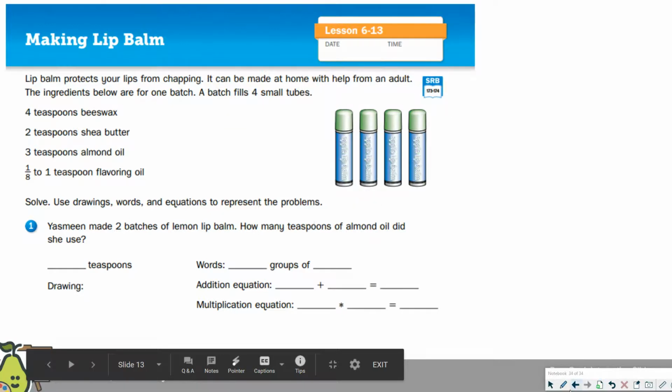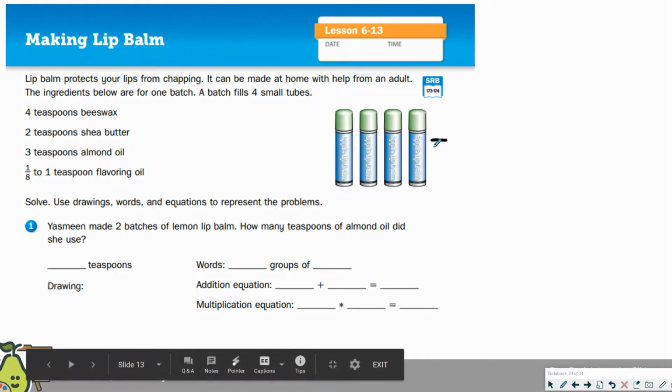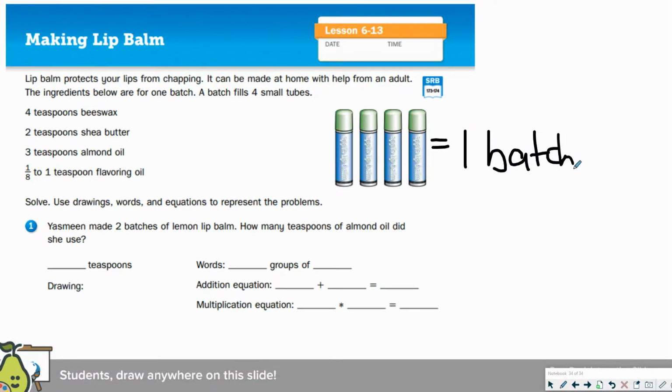So on this sheet right here, what we are looking at is making lip balm. That's another way of saying chapstick. So it says lip balms protect your lips from chapping. It can be made at home with the help from an adult. The ingredients below are for one batch, and a batch gives you 4 tubes. Here's one batch, okay? One batch is 4 tubes. So for one batch, you need 4 teaspoons of beeswax, 2 teaspoons of shea butter, 3 teaspoons of almond oil, and 1/8 to 1 teaspoon of flavoring oil, depending on how strong you want it to be.